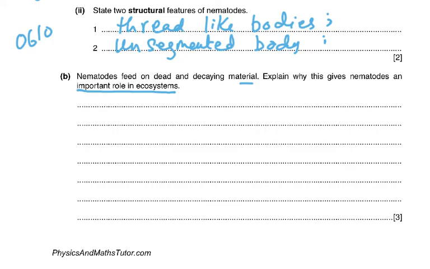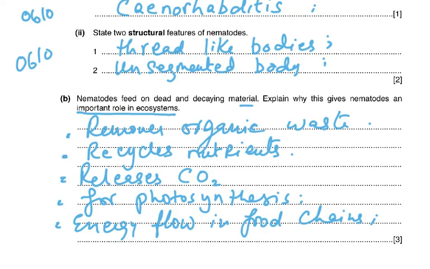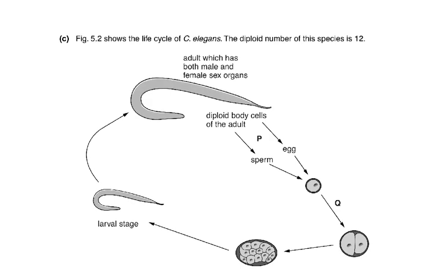So prevents accumulation of dead matter, recycles nutrients, releases carbon dioxide. All these materials, when decomposed and the bacteria and fungi respire, carbon dioxide is released back into the atmosphere, and that carbon dioxide is used for photosynthesis. Also, it decreases particle size of food for decomposers. And this allows the energy flow in the food chains and the food webs and the ecosystem. So removes organic waste, recycles nutrients, releases carbon dioxide because bacteria and fungi respire and release the carbon dioxide. And this carbon dioxide is going to be used for photosynthesis, and also it results in the energy flow in the food chains. Now figure 5.2 shows the life cycle.